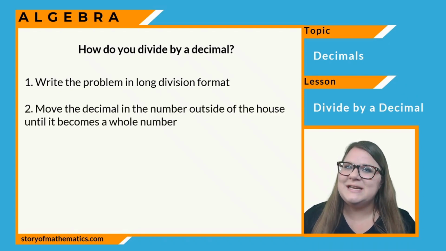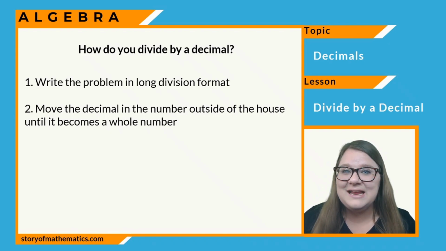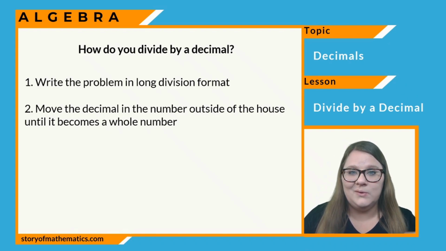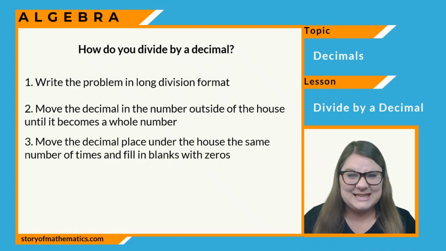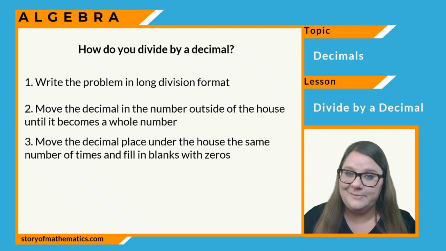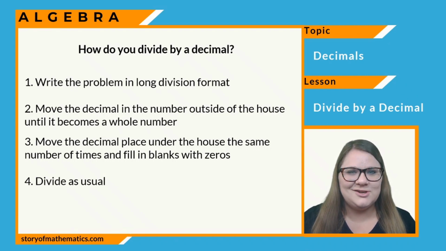Then you're going to move the decimal in the number outside of the house as many times as you need to make it a whole number. Then you're going to take the decimal inside the house and move it the same number of places. And if you have any blanks, you fill them in with zeros. After that, you're going to be able to divide as usual. Let's give this a try.